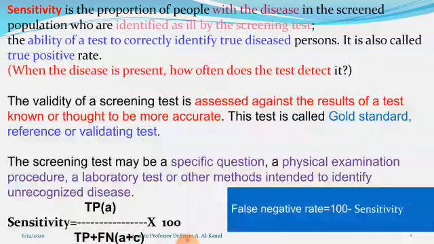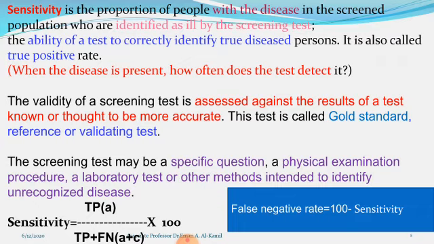Sensitivity is the proportion of people with the disease in the screened population who are identified as ill by the screening test, or the ability of a test to correctly identify truly diseased persons, and it is also called the true positive rate. When the disease is present, how often does the test detect it? This is the meaning of the sensitivity. When the disease is present, how often can the screening test detect it and label individuals as diseased.